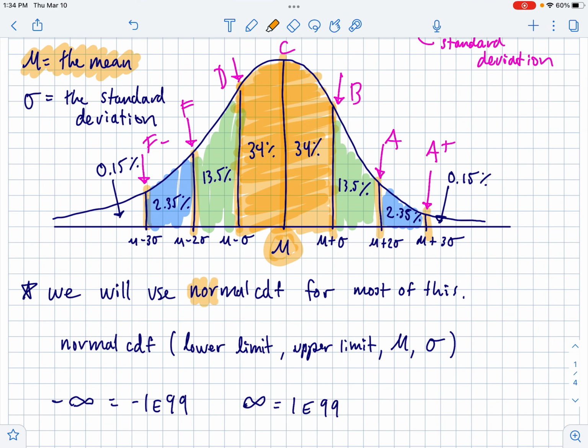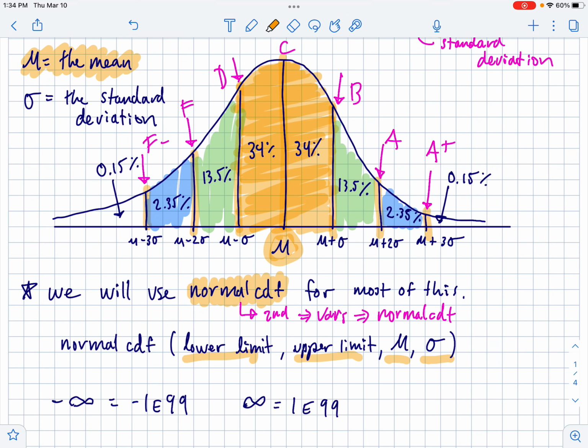We are going to be using normal CDF for the majority of our work. This is still in the distr menu, so you're going to hit second and then vars. It's one of the first ones up at the top of the menu, normal CDF. The way normal CDF works is that you're going to put in a lower limit, an upper limit, the mean, and the standard deviation.